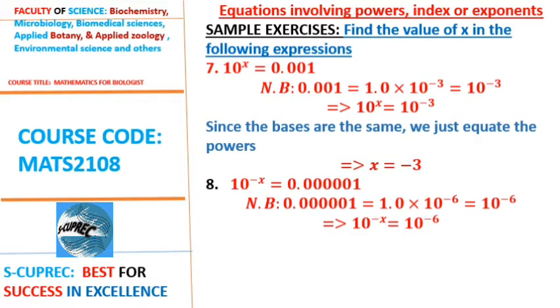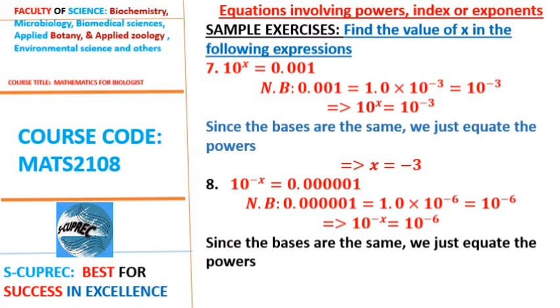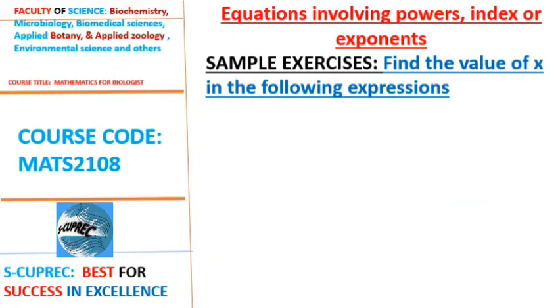So if we substitute back above, we are going to have 10 raised to the power minus x equals 10 raised to the power minus 6. Since the bases are the same, we just equate the powers. Hold on, be careful, we have negative x equals minus 6. Now we are looking for the value of x and not the value of minus x, so we have to divide both sides of the equation by minus 1, and we end up with x equal to 6.